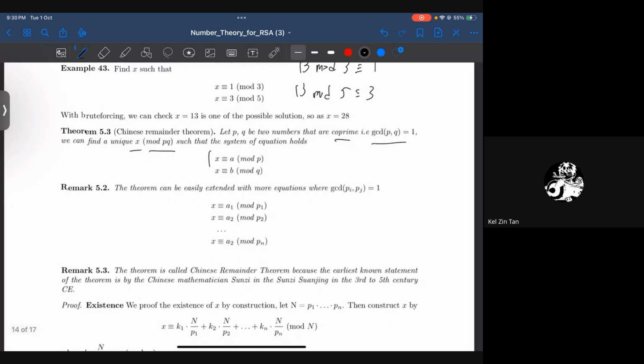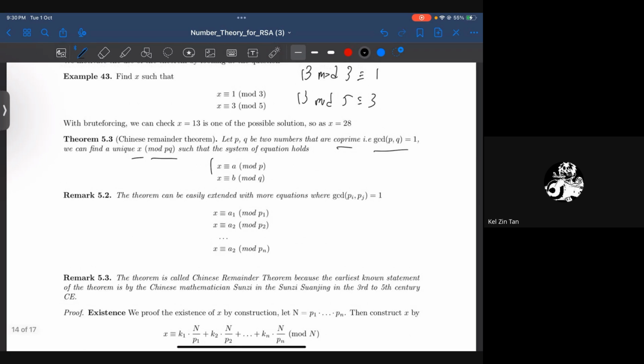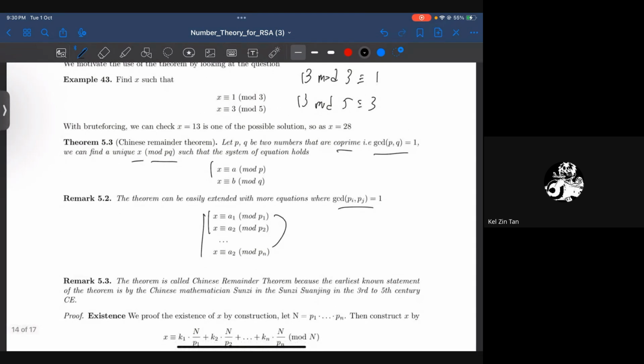And it can also be easily extended to have more equations, as long as each pair Pi and Pj is co-prime. How can you view this? You can just do it one by one. We can do these two together first, then combine the result and do it with the next one, iteratively combining. Because it is pairwise co-prime, you can easily add more equations and it will hold.